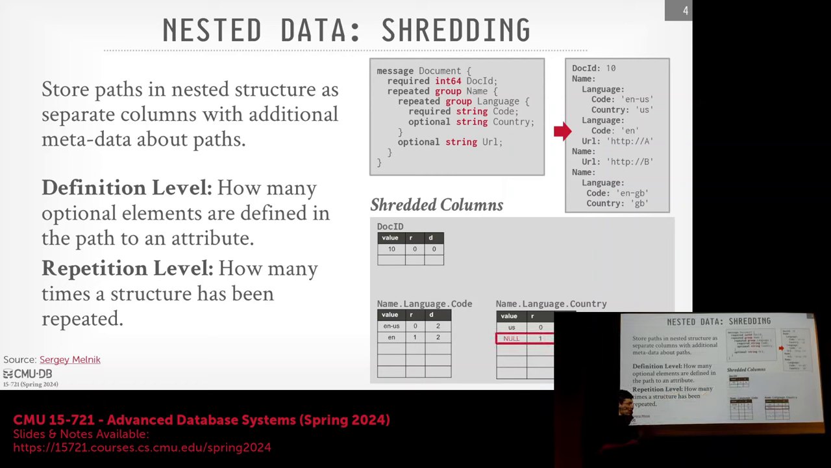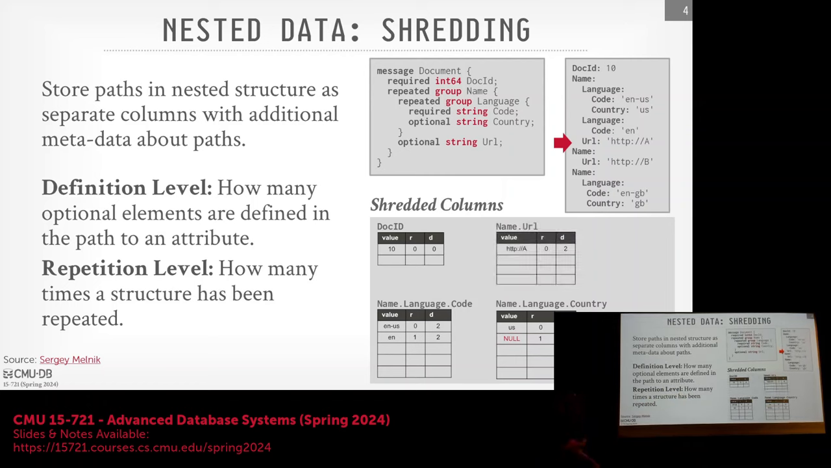Now we don't have a country. In this case, because we at least have something at the group level within the language, we have to put an entry here. Again, same as before, we're one into the repetition, and we have two elements to the path to get us here. But because there's no value here, we set it to two.